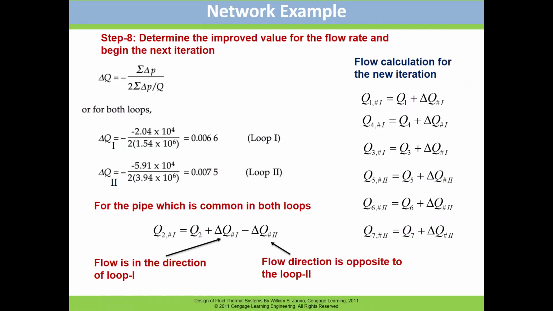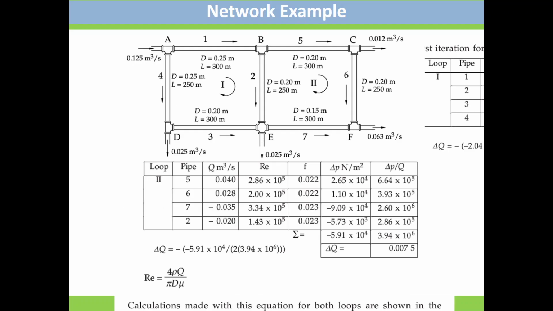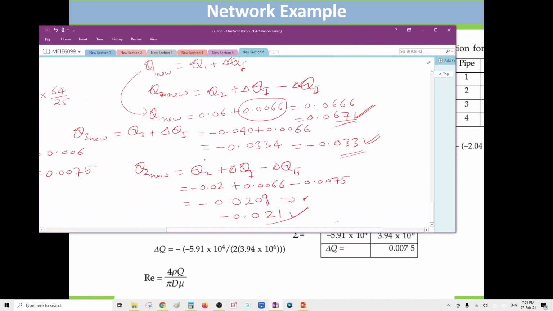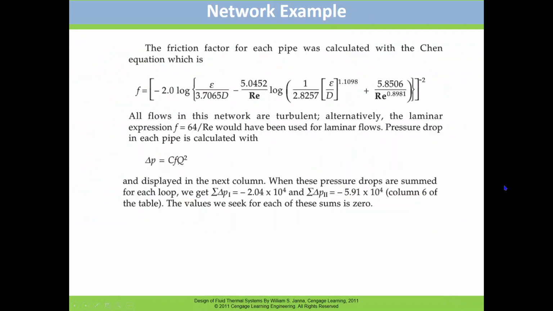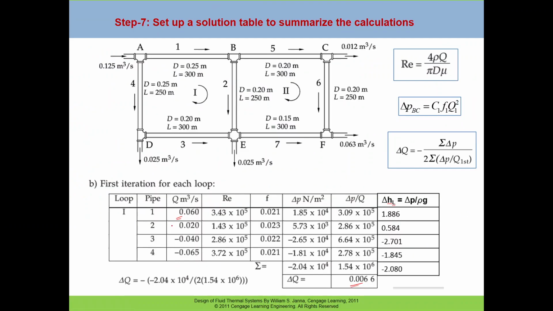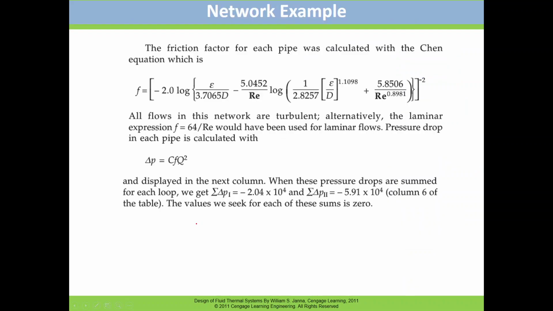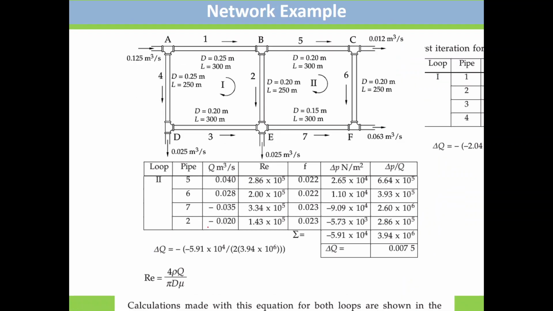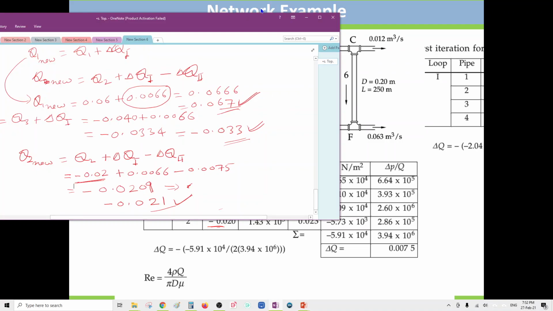Is there a mistake we made in Q2? Let me check it. Oh yes, the mistake is that while substituting in this, we have taken this value from loop 2. We have to take it from loop 1 actually. Because in loop 1, this value is positive here, and in loop 2, this value is negative here. The reason is that for loop 1, it is in the direction of the loop, and for loop 2, it is opposite to the direction of the loop. So we should take it for loop 1 while we are doing this.